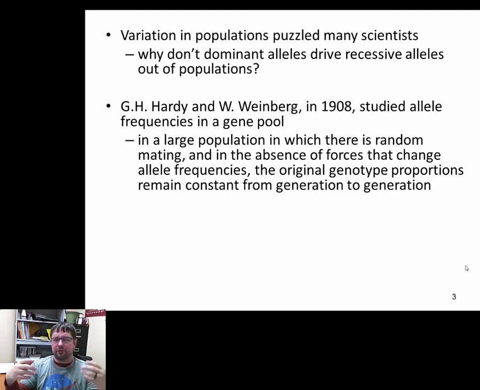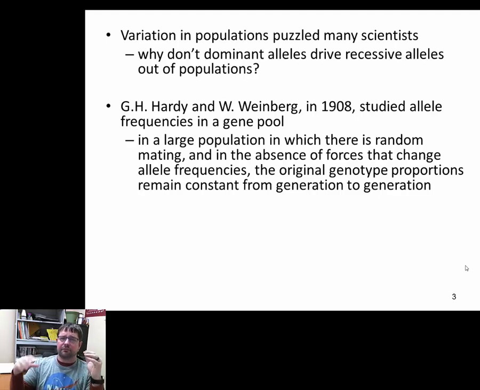Hardy-Weinberg came up with a general rule, and they did this because they sampled a lot of populations. They found that populations that were very large and had random mating, that didn't have high mutation rates, didn't have an influx of new individuals coming in through immigration, and individuals weren't leaving the population through emigration, that the frequency of those phenotypes remain constant from year to year or generation to generation.